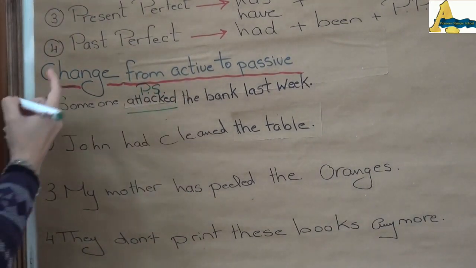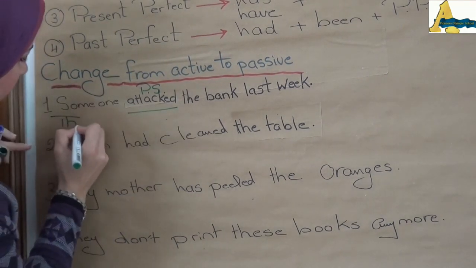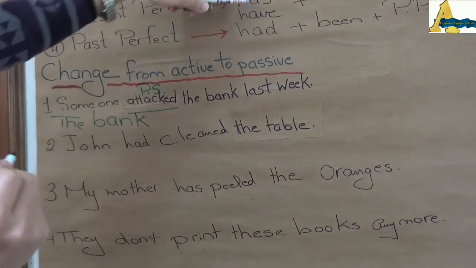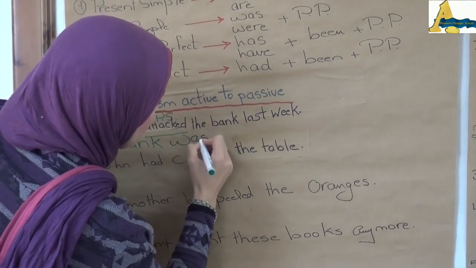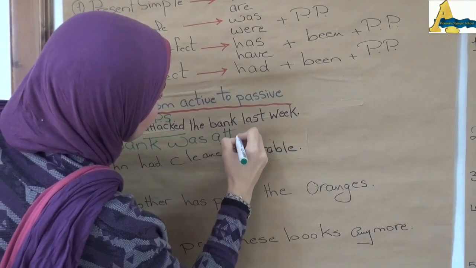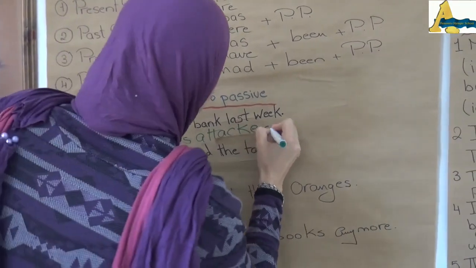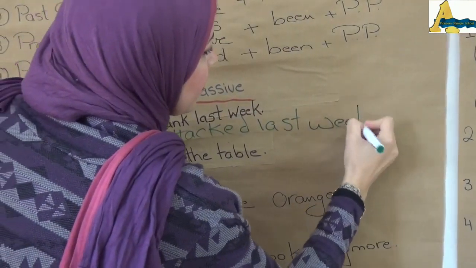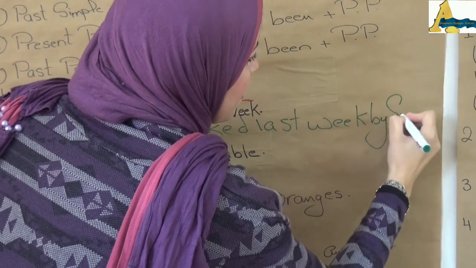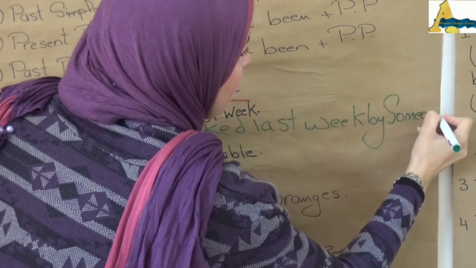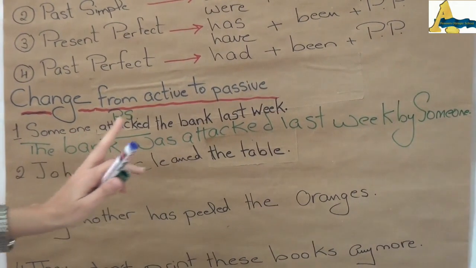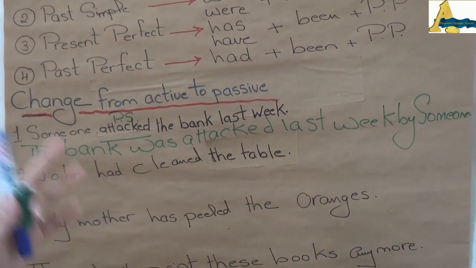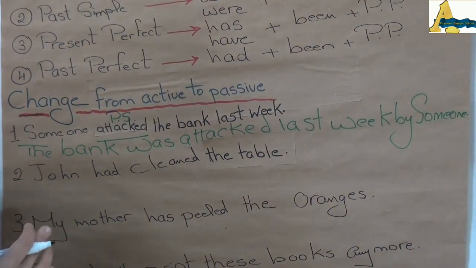I said start with the object. So the bank, past simple, so it's going to be was attacked last week by someone. I can say the bank was attacked last week by someone, or the bank was attacked by someone last week. It's not a matter.